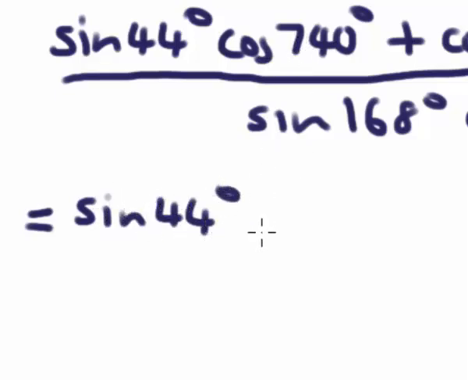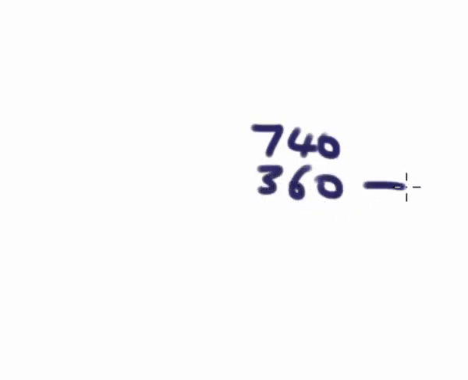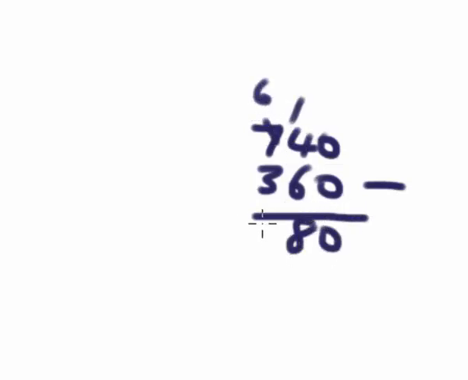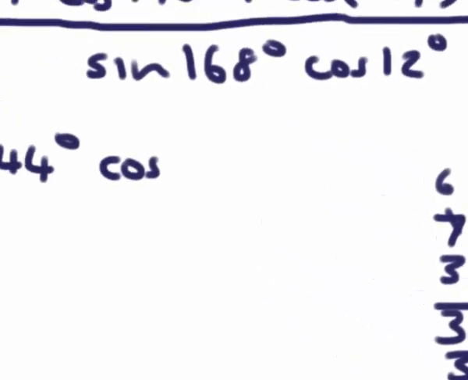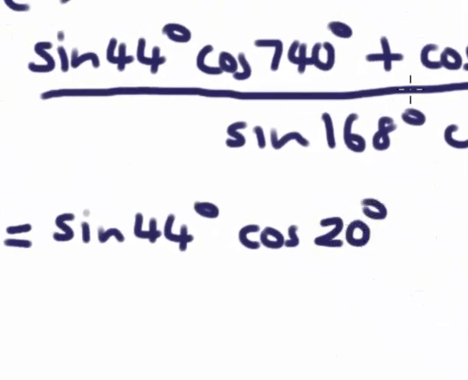Now cos 740. The trick from grade 11: if it's bigger than 360, you subtract 360, and you keep subtracting until it gets down. So what is that going to give us? 740 minus 360 is 380, and that's still too big, so let's subtract another 360 and we get down to 20. So this can be written as cos 20 degrees.